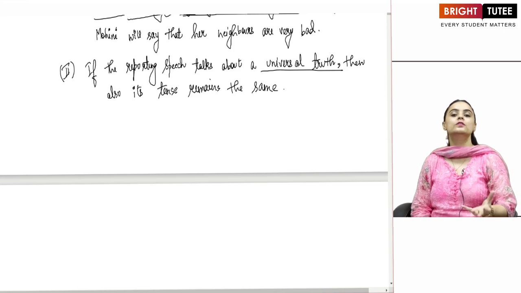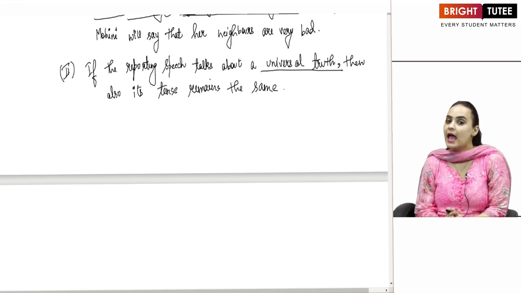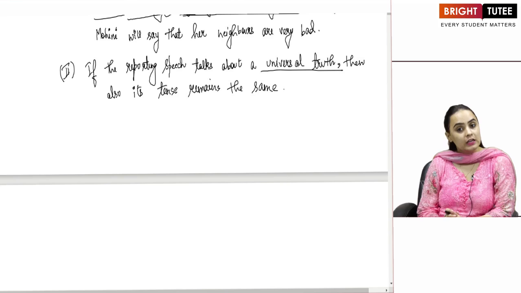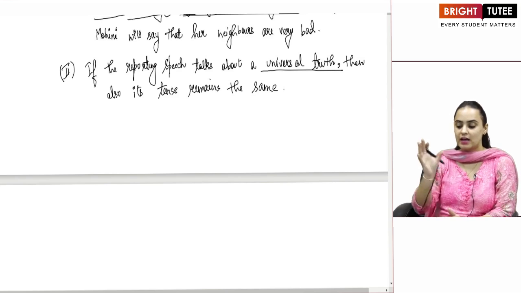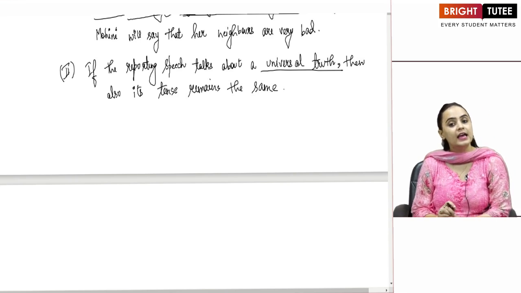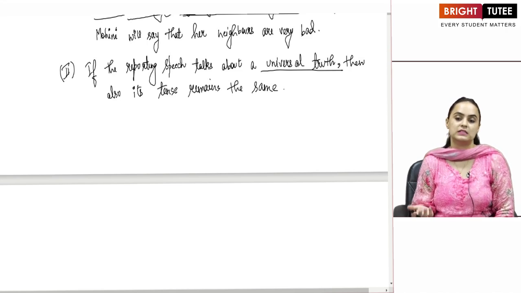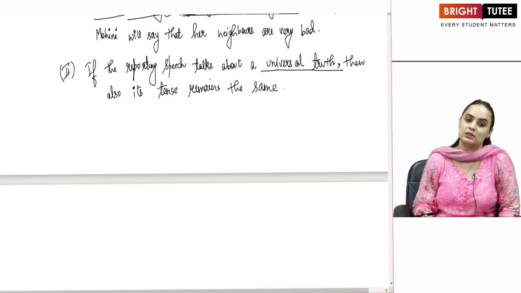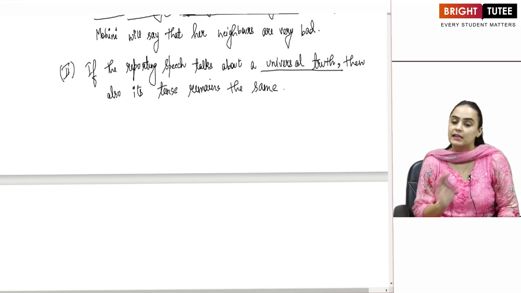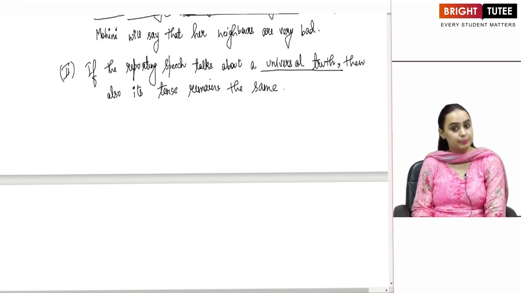These are the universal truths, something which is believed by one and all and cannot be denied or changed. So, if my reporting speech has one of these universal truths written in it, then its tense will remain the same, irrespective of whether the reporting verb is in present tense, past tense or future tense. That will not matter. What matters is the reporting speech.